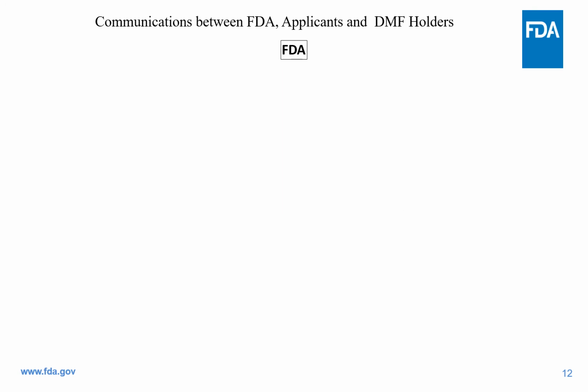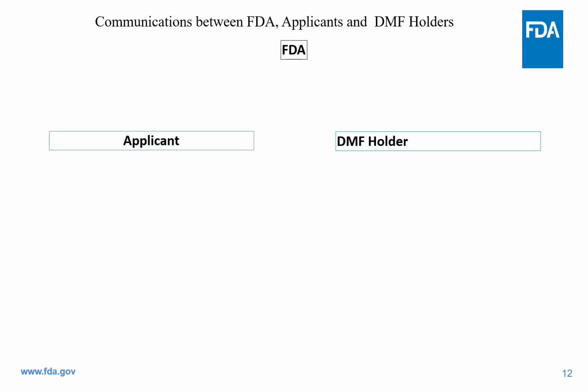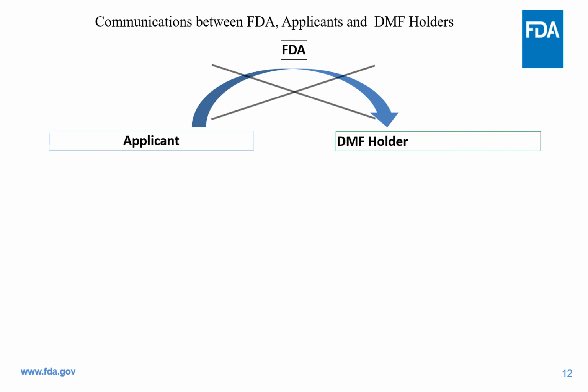Now, as far as cross communications, one other thing is the applicant can talk to a DMF holder, and the DMF holder can talk to the applicant. We do not require that these discussions are shared with the FDA. You have the right to have proprietary information between the applicant and the DMF holder. What cannot happen is that information from the applicant be given through the FDA to the DMF holder. So the FDA cannot tell you anything about the application if you're a DMF holder.